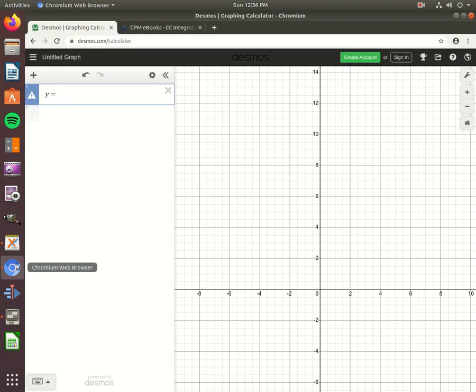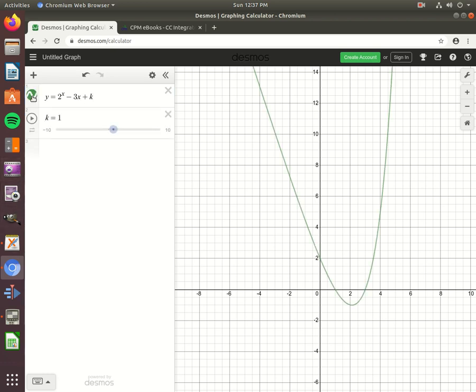Okay, so I'm going to say 2, and I'm going to go Shift 6 to give that caret. So 2 to the x minus 3x. And I'm now just going to put a plus k in, and you can see what Desmos does with it. It asks if I want to add a slider, and I'm going to say yes, I do. So when I graph this thing, that's the original. But watch what happens.